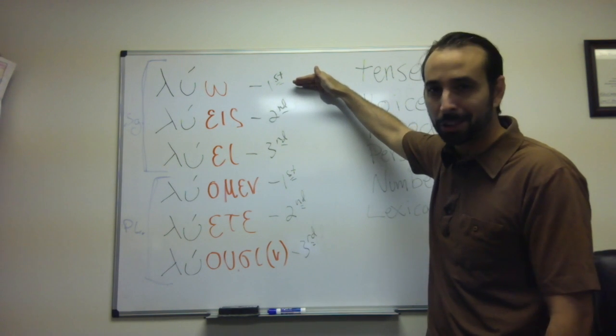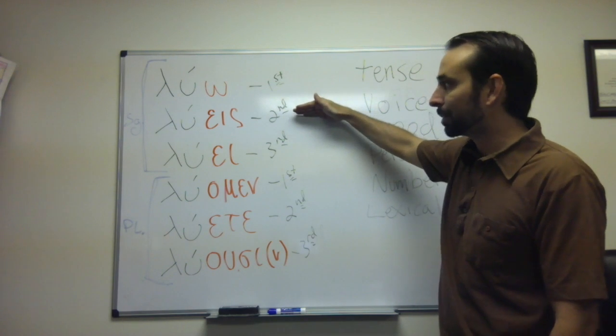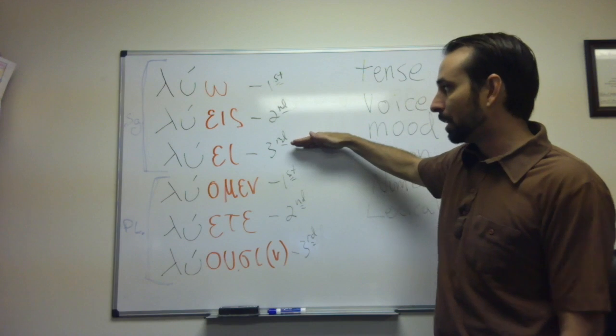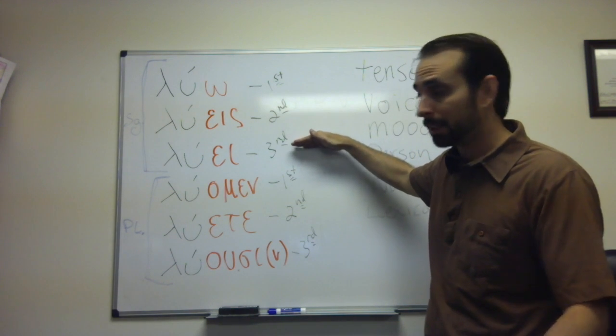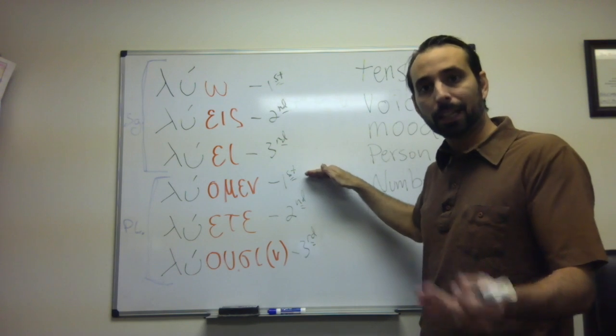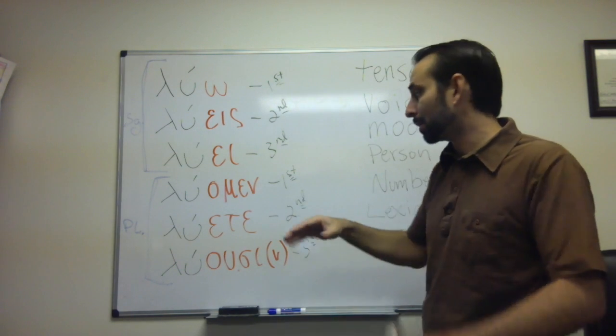I'm sorry, first person singular is I. Second person singular is you, like one individual, you. Third person singular is he, she, or it. First plural would be what? We. We, not I, but we. First person plural is we.